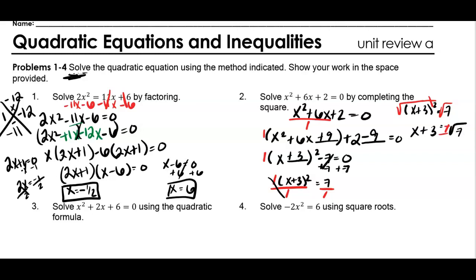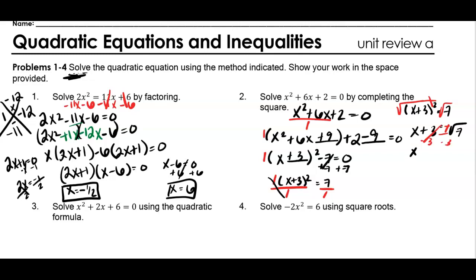Now, usually you would simplify your radical. That is to simplify your square root. But 7 is a prime number, so it actually doesn't simplify any further. So I'm just going to leave it as plus or minus square root 7. My last step is only to subtract 3 from both sides so that x can be by itself.